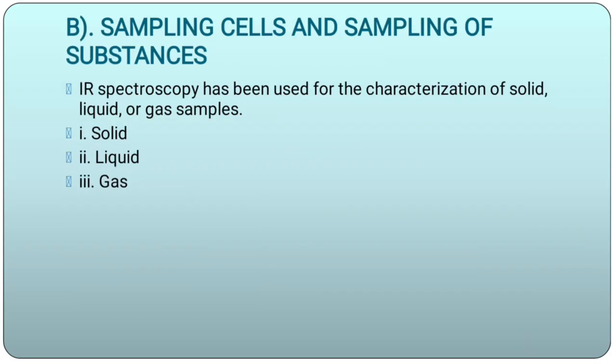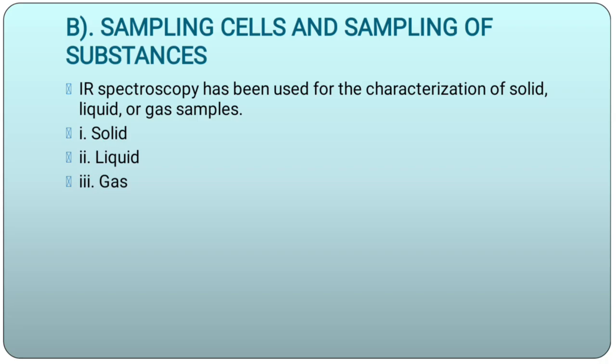Then the second one is sampling cells and sampling of substance. Infrared spectroscopy is used for detection of solid, liquid and gas samples. The first one is solid sample. Various techniques are used for preparing solid samples such as pressed pellets technique, solid run in solution, solid films, melt technique, etc.